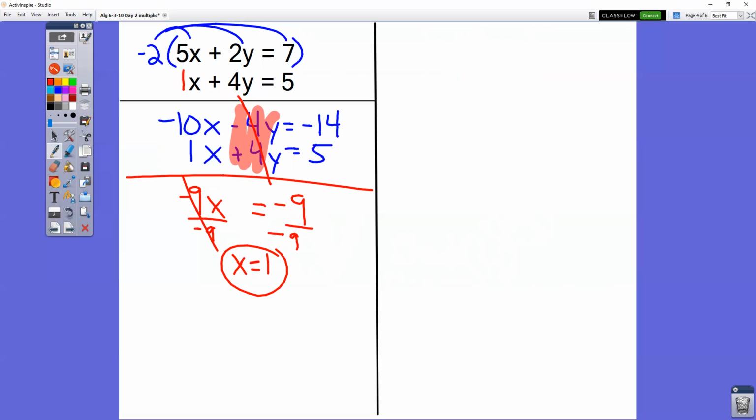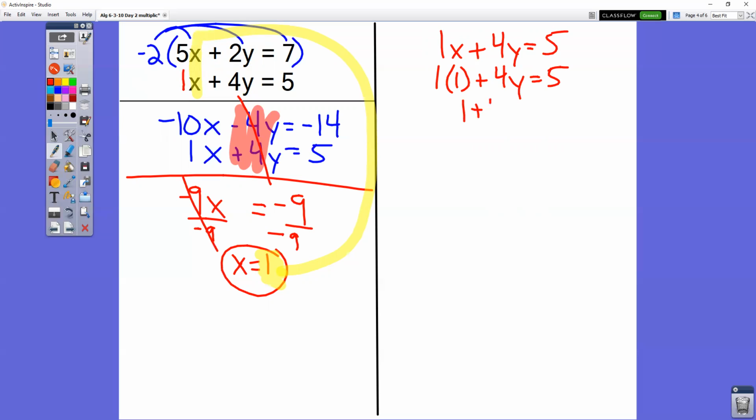Subbing that back in, all right? I now have my choice. I can take this 1 and I can sub it in for x. I think that bottom equation is a little bit easier to sub into. So I'm going to take this 1 and sub it into that bottom equation where I had 1x plus 4y equals 5. I'm going to take that 1 and sub it in for x. 1 times 1 is 1, so I have 1 plus 4y equals 5. Minus 1, solving that two-step equation. So 4y equals 4. Divide by 4, divide by 4, you get y equals 1.